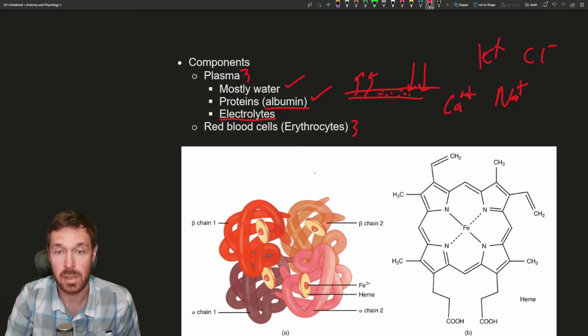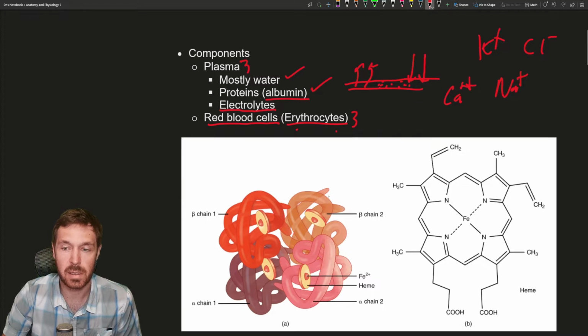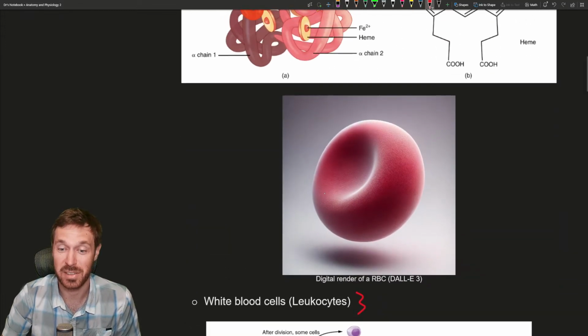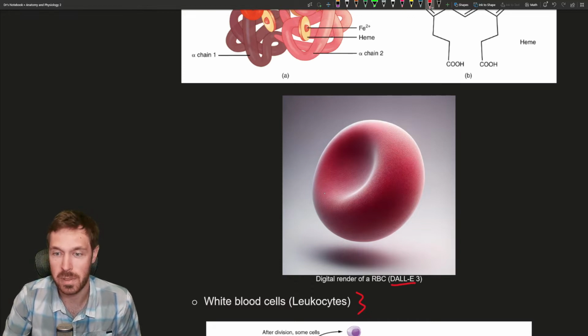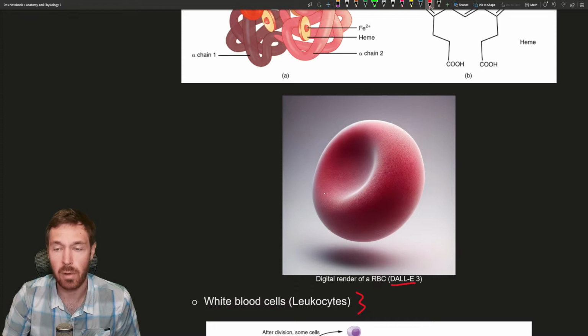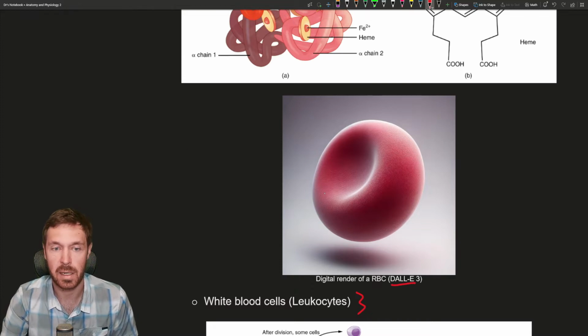Next up, then, we have the erythrocytes. The erythrocytes are the red blood cells. Erythema is a redness. Erythrocytes, red cells, is literally what that word means. Red blood cells, I'll jump down to this image here. I actually generated this one using DALL-E, so using AI, just because I couldn't find a good one in our OpenStax book. So red blood cells have this biconcave shape to them.